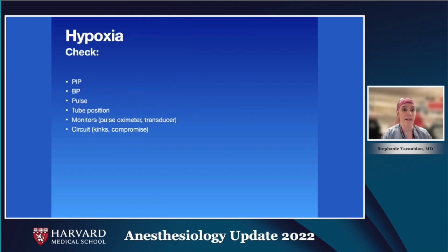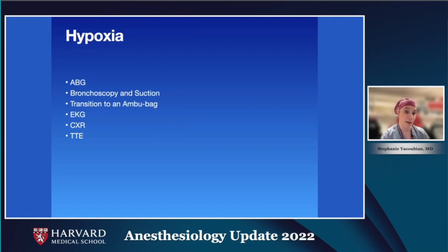And confirm bilateral breath sounds. Check your peak inspiratory pressures, your blood pressure, your pulse, your tube position. It's multiple layers of parallel processes that you have to perform at the same time in order to really understand the reason why the patient became hypoxic.